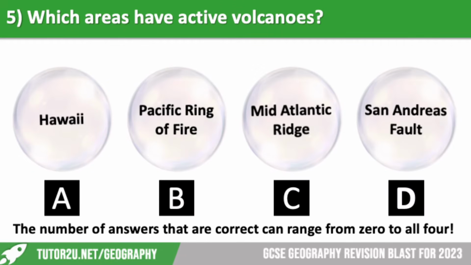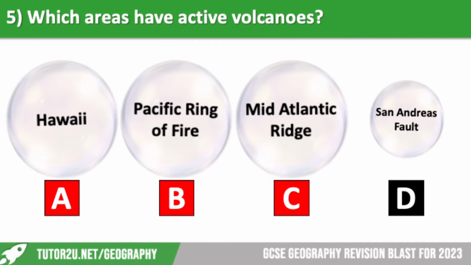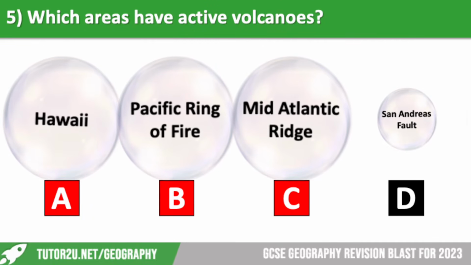And finally, which areas have active volcanoes? We've got Hawaii, we've got the Pacific Ring of Fire, we've got the Mid-Atlantic Ridge, and we've got the San Andreas Fault. Okay, pause if you need a little bit more time. Let's reveal. Super. So Hawaii is part of a hotspot.